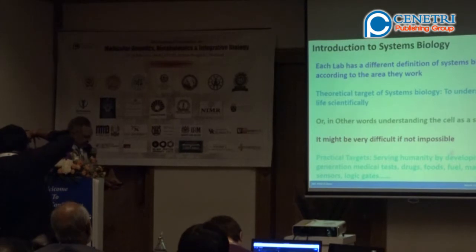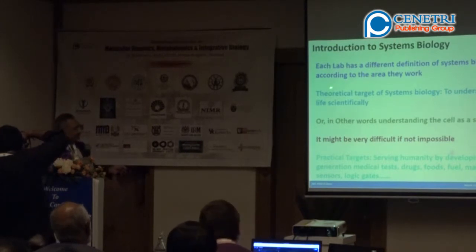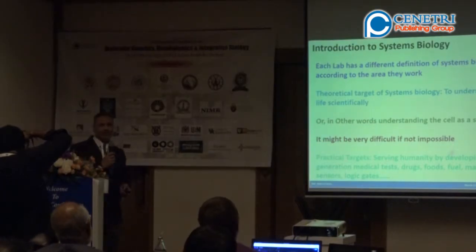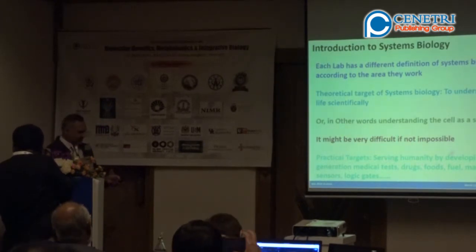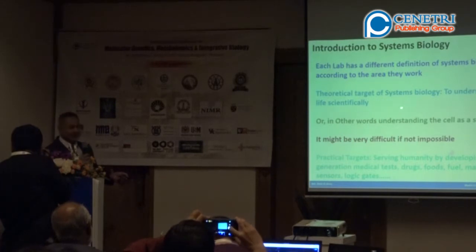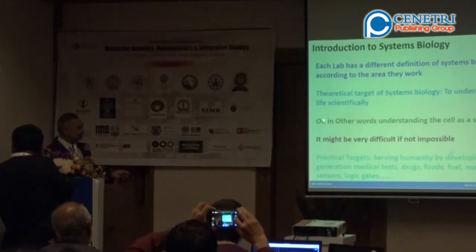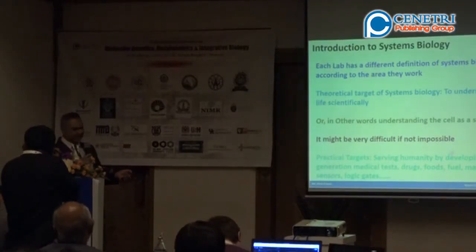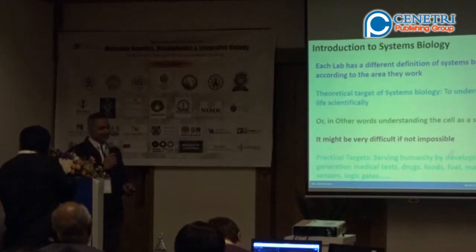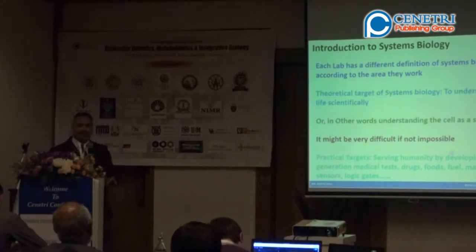Each lab has a different definition of systems biology according to the area they work in, because systems biology is a very comprehensive topic. I understand the theoretical target of systems biology is to understand life scientifically, or in other words, to understand the cell as a system. For example, we understand a computer or a car very easily as a system, and we know what may happen if we lose some part, but in the case of a cell, we still do not know everything clearly. It might be very difficult, but not impossible.